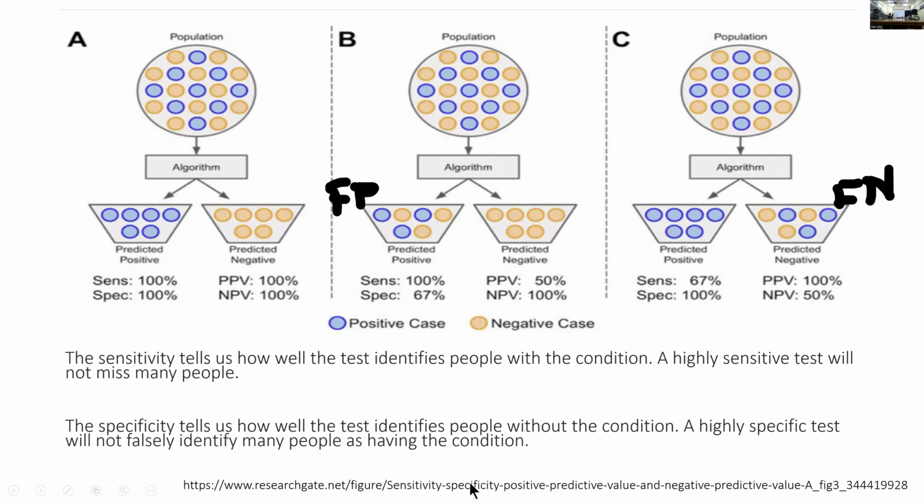Now we look at this third example. A specific test, let us suppose the specificity is 100. A specific test identifies people without the condition. For example, a specific test is positive if you have a disease. So a highly specific test will not falsely identify people as having the condition. So one acronym to remember is patient's count.